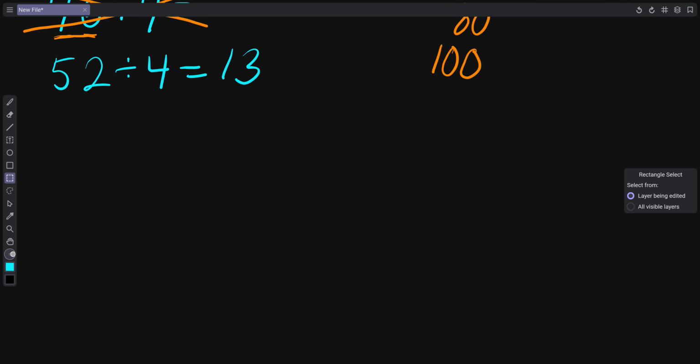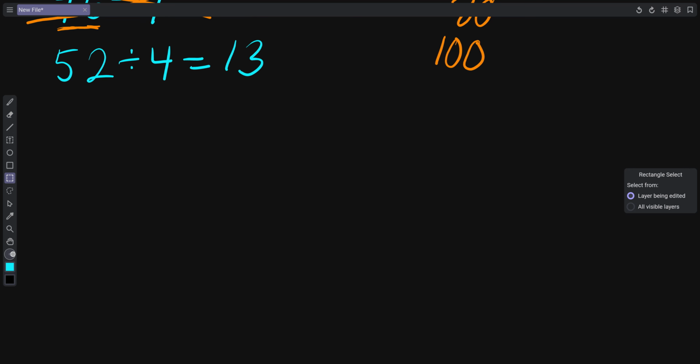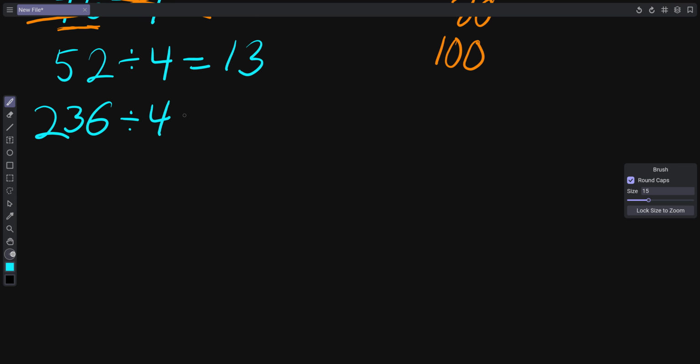Now, let's choose a larger number. This is where the rule becomes more useful still. Let's say we had 236. Will this evenly divide by 4?